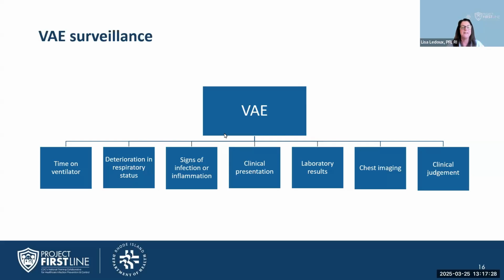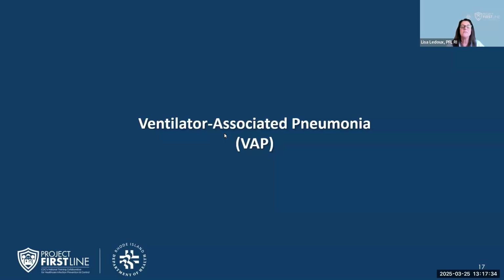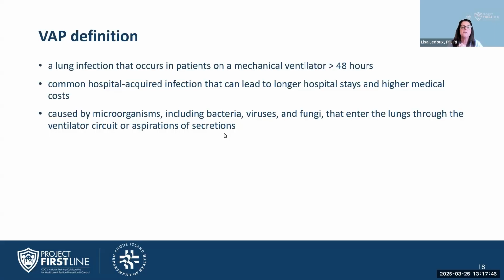We're going to next discuss ventilator-associated pneumonia. We're going to define it, review what causes it, and, most importantly, how we can prevent it. Ventilator-associated pneumonia is a lung infection that occurs in patients who are on a mechanical ventilator for more than 48 hours. It's a common hospital-acquired infection that can lead to longer hospital stays and higher medical costs.